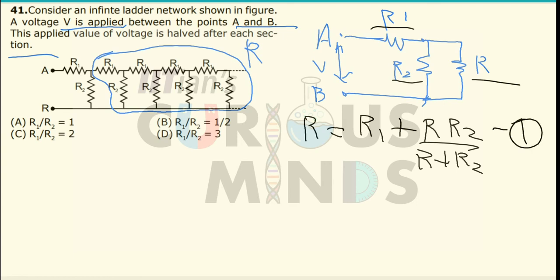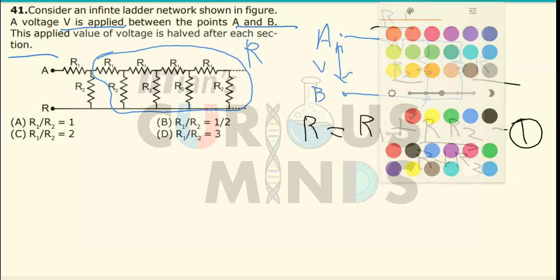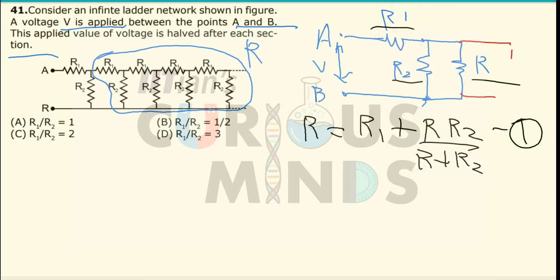Now it is given that after every section the voltage is halved. So I can say the voltage across this section will be equal to V by 2. The total voltage is equal to V. So I can say that the voltage across this section will also be equal to V by 2. Now the voltage across both of them is the same.